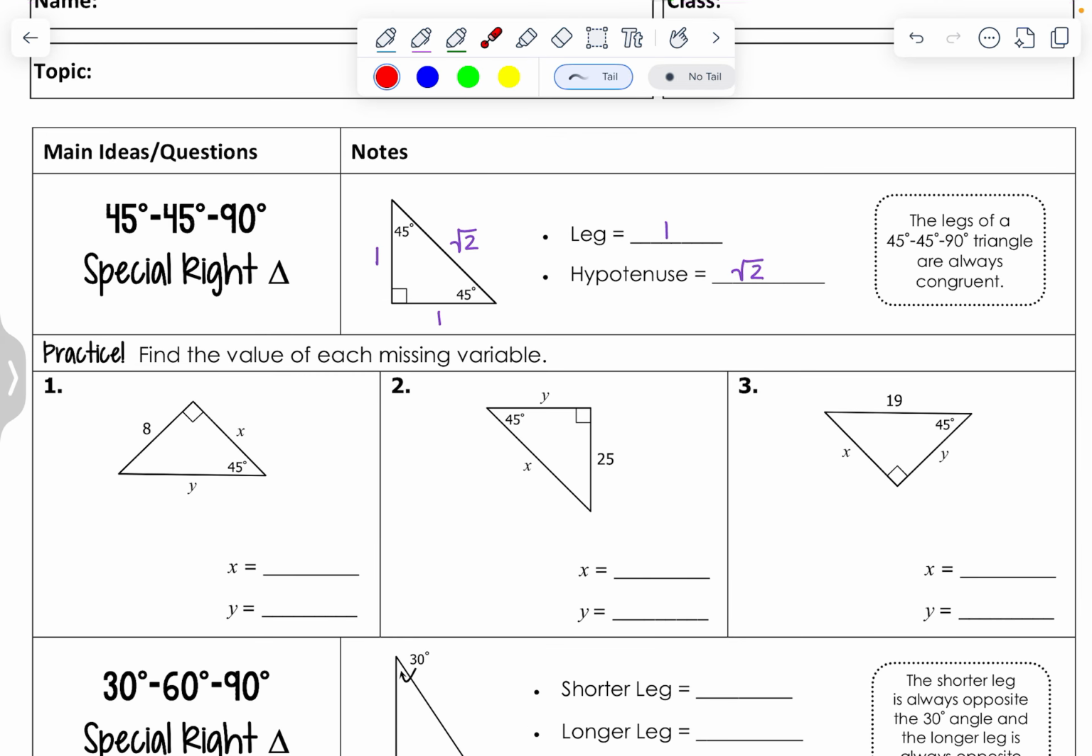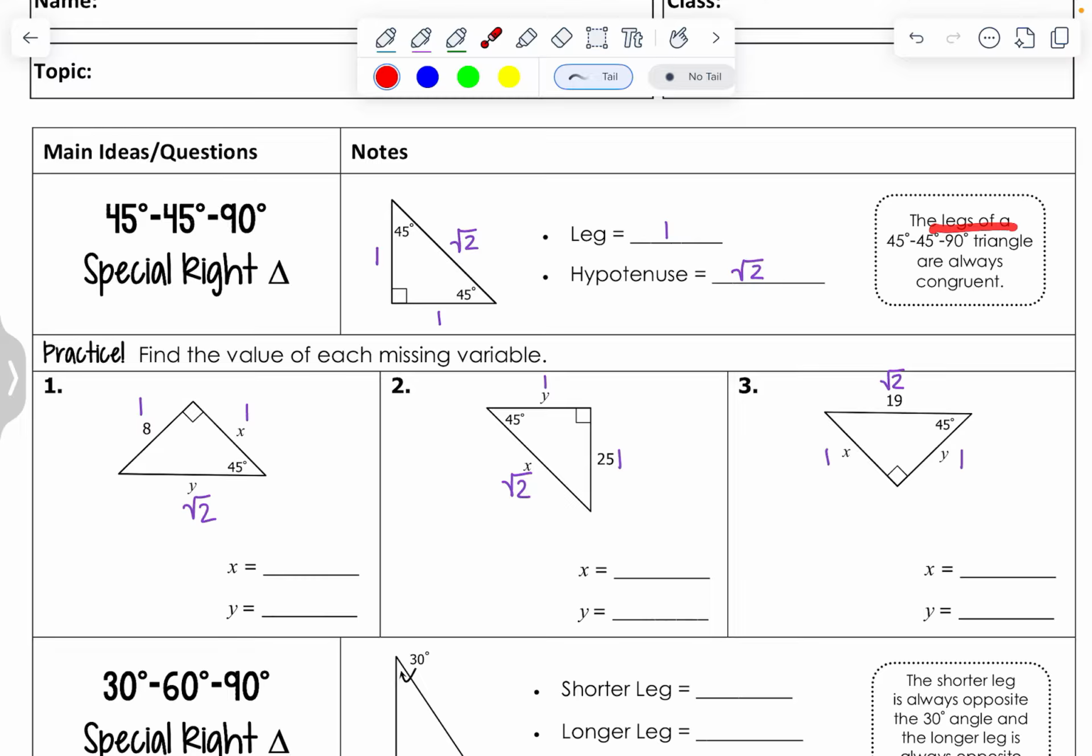On this triangle, this leg is going to be 1, 1, radical 2. So I told y'all today I would teach y'all some shortcuts. So before we get into those shortcuts, let's talk about what it says right here.